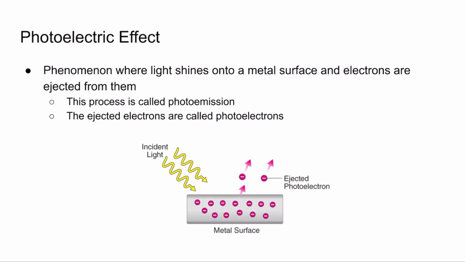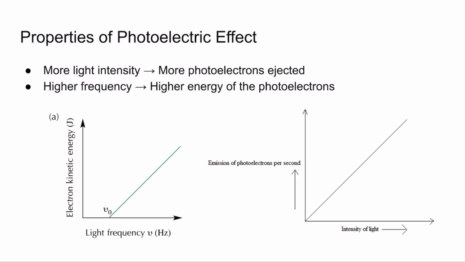So first off, let's talk about the photoelectric effect. This is basically a phenomenon that happens when light shines onto a metal surface and electrons are ejected from the surface. This process is called photoemission, and the ejected electrons are called photoelectrons. Remember that, because I'm going to keep referring to them as photoelectrons. So let's go over some properties of the photoelectric effect.